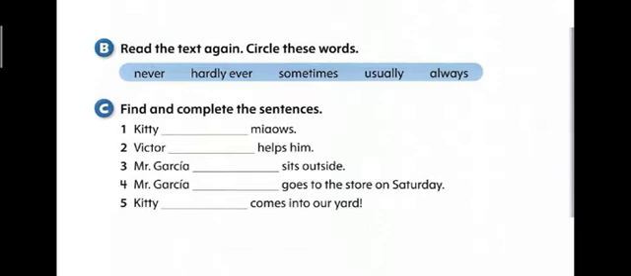Mr. Garcia sits outside. Mr. Garcia likes to sit outside. Oh, Mr. Garcia usually sits outside. Mr. Garcia goes to the store on Saturday. He goes to the store on every Saturday. That means Mr. Garcia always goes to the store on Saturday. Kitty comes into our yard. It's not their yard, but this time only it came. So Kitty never comes into our yard.